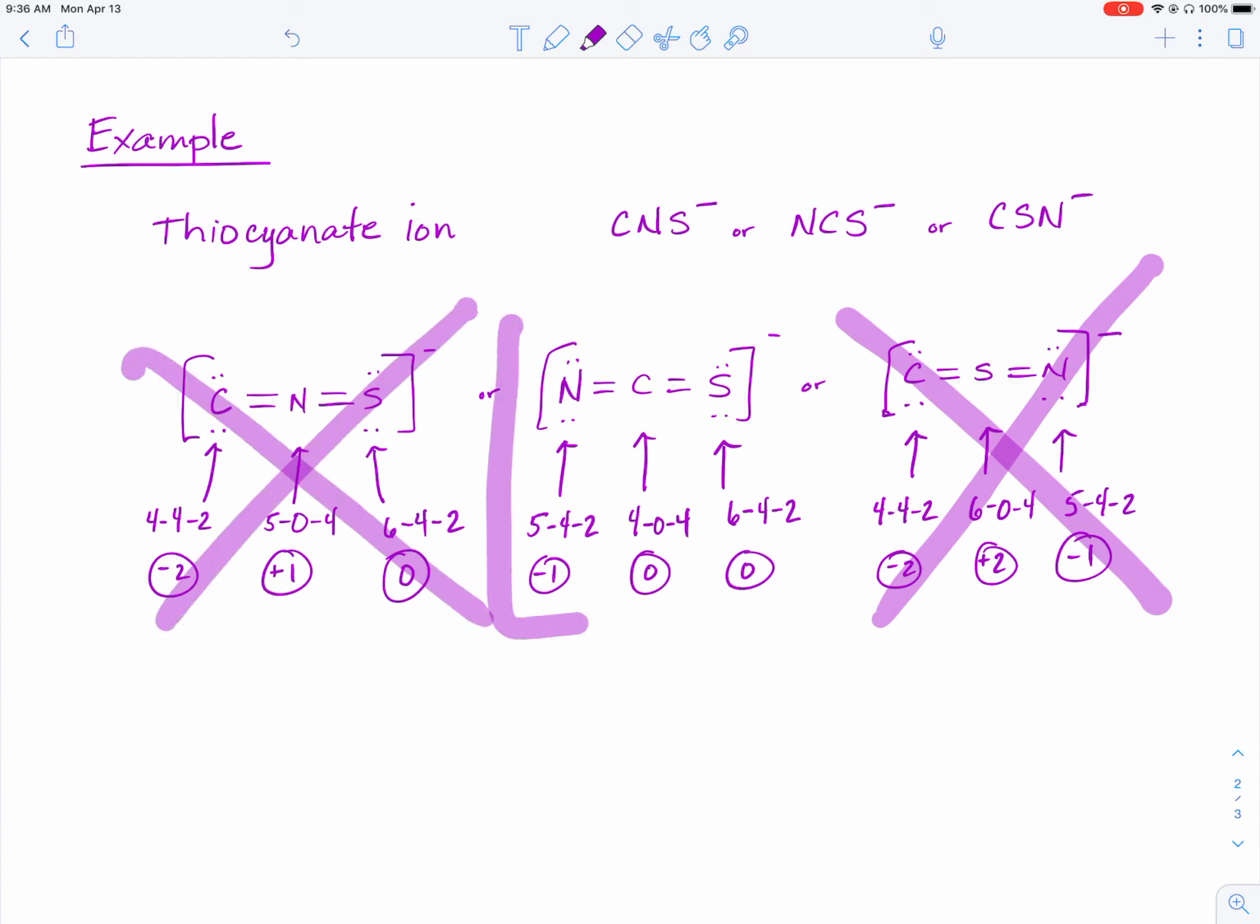This is most likely the structure for thiocyanate ion, and we can use our formal charges to discern that or to predict that. So this has been a video on formal charge.